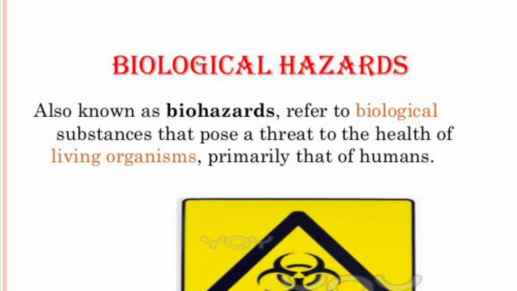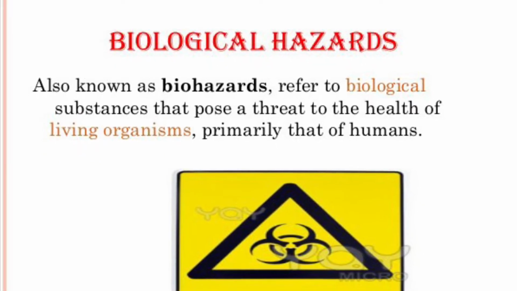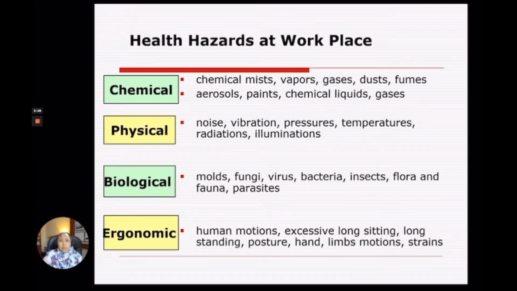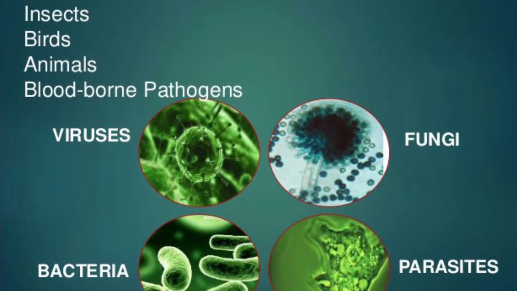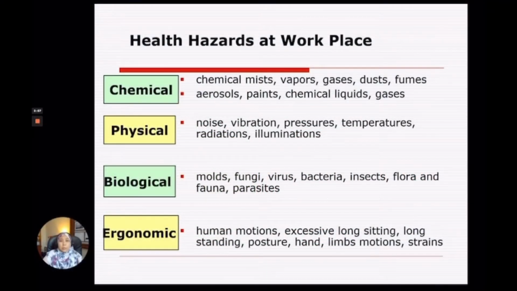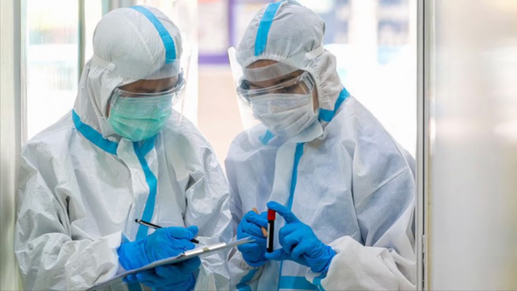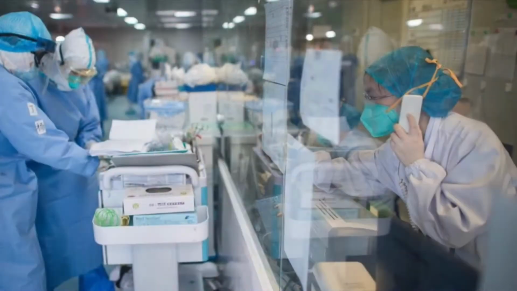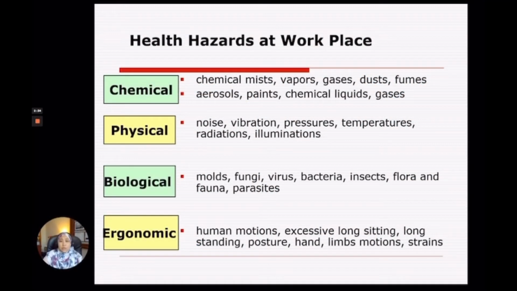Next is biological. Usually the factors or agents come from molds, fungi, virus, bacteria, insects, flora and fauna, and parasites. For example, here I can illustrate a lab assistant. They need to very carefully manage all the samples that might affect themselves. Nowadays we have the recent issue of COVID, so all the lab assistants and frontliners that deal with COVID samples need to be really careful with proper PPE, in order to ensure the virus does not affect their health.